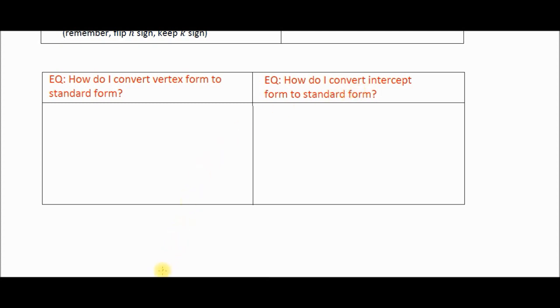So let's review how to convert a vertex form to standard form. We've done this before, in your last flipbook. Let's go ahead and write an example equation. I'm going to do y equals -2, there's our a value, times x plus 3, that gives us a -3 for h, squared, minus 5, and there's our k value. Let's go through the math steps of distribution to actually convert this to standard form.